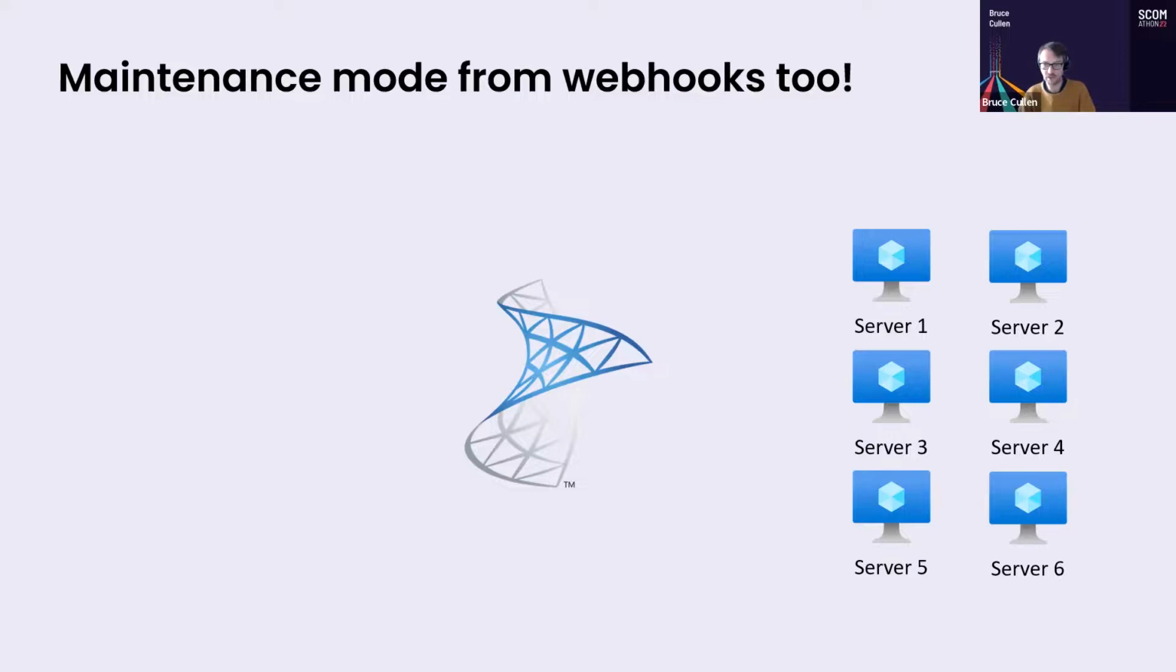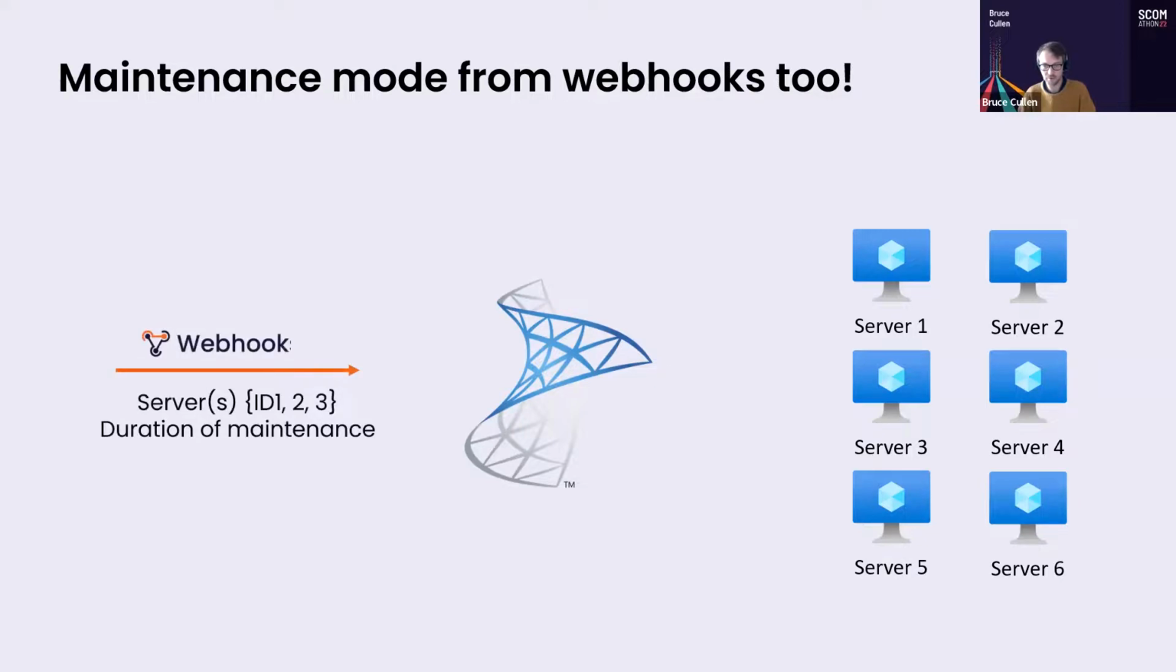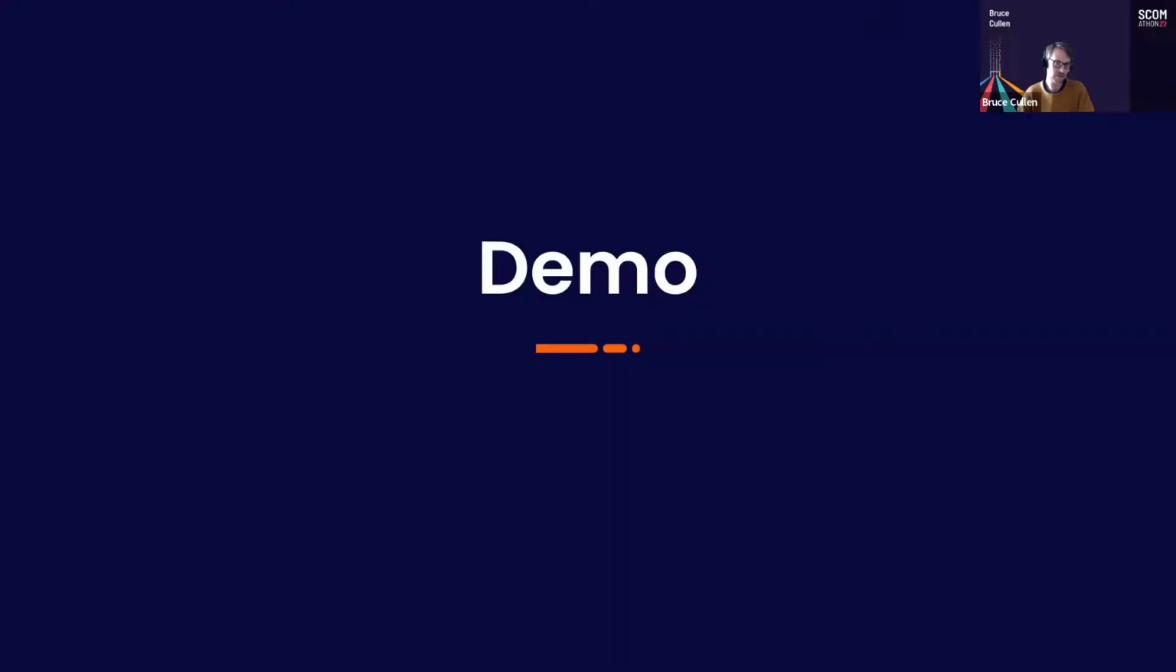It's relatively easy. All that's actually required from our perspective is a webhook containing a list of IDs representing the server or servers. You can put multiple servers in one webhook, and then how long they're to go into maintenance mode for. When received, the servers are put into maintenance mode by SCOM. And again, all done without writing any code. So back to you, Nathan, for our final demo.